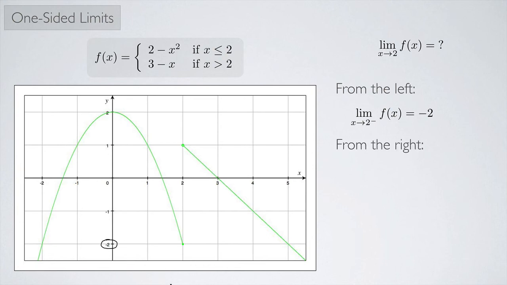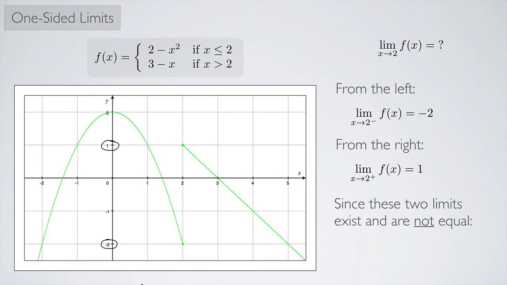From the right, the limit as x approaches 2 from the right of f of x is 1. So on the x-axis, we move closer and closer to 2 from the right. What does that do with the graph? Well, on the graph, we get closer and closer to 1. On the y-axis, we're essentially starting down here and moving up, getting closer and closer to 1. Since these two limits exist and are not equal, we would say that the limit as x approaches 2 of f of x does not exist.